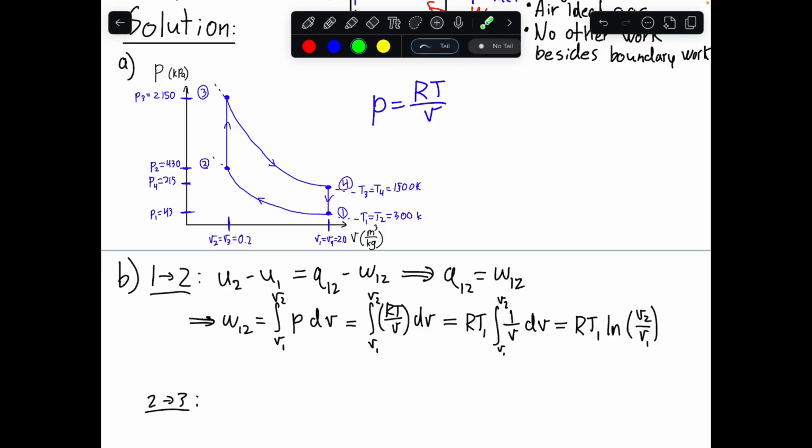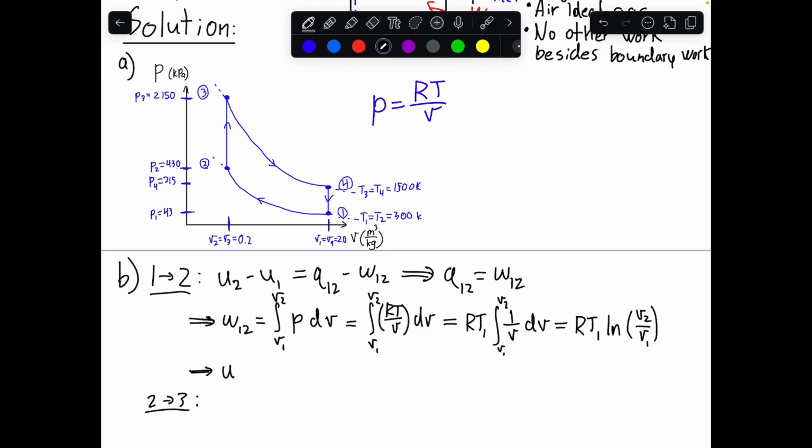Make sure you remember this integral from your calculus class. Integral of 1 over x is just natural log of x. And then we evaluate it from 1 to 2, so you put 2 in the numerator and 1 in the denominator. And so we can just simply plug in our values here.